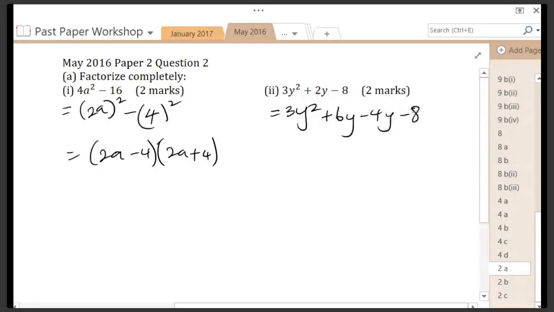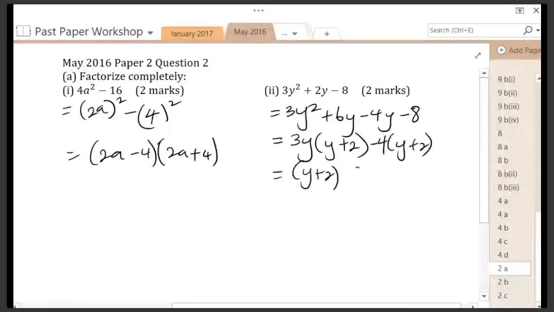The HCF of these two terms here is 3y. So 3y squared divided by 3y is y plus 2. And I'm going to repeat the brackets here. Minus 4y divided by y here is minus 4. Minus 4 multiplied by 2 here is minus 8. Okay, so that works out. So I'm going to factorize all the brackets here: y plus 2, and this is 3y minus 4. Okay? And that's the answer there.